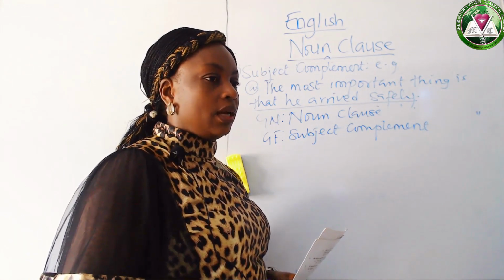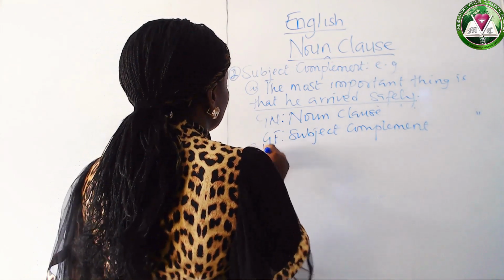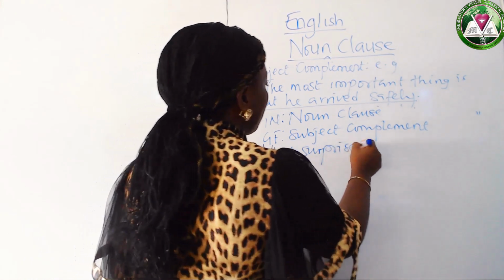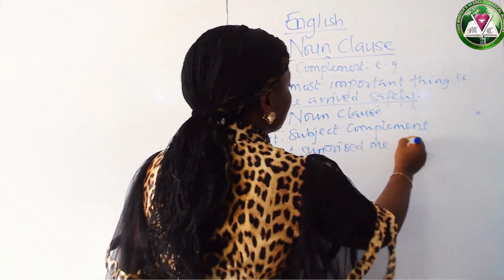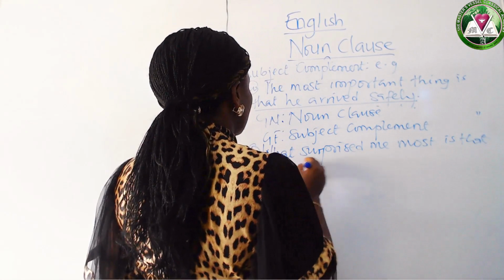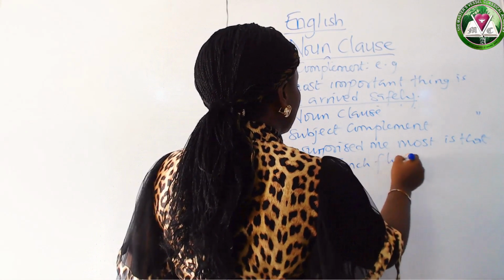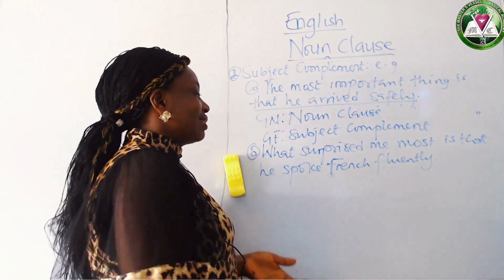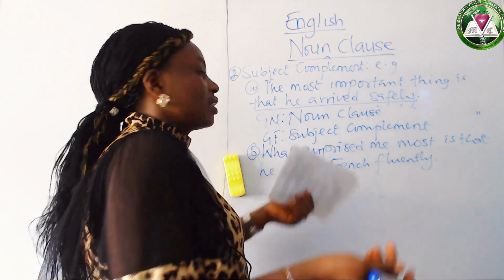Okay, another example. What surprised me most is that he spoke French fluently. Now, if we look at this sentence, my surprise is the same thing as the fact that he spoke fluently. Now, let's ask the question, what? What surprised me most?